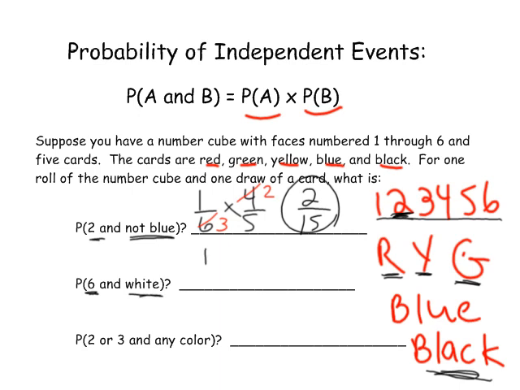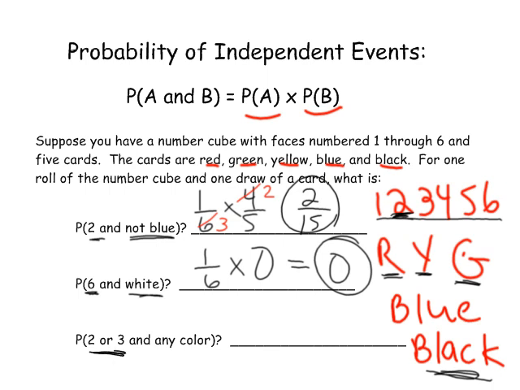The next one is the probability of rolling a 6 and then drawing a white card. Probability of rolling a 6 is 1/6. Probability of drawing a white? Well, we see there are no white cards, so that would be 0. 1/6 times 0. There is a 0 chance that we're going to roll a 6 and then draw a white card because there are no white cards. We know that means it's never going to happen.